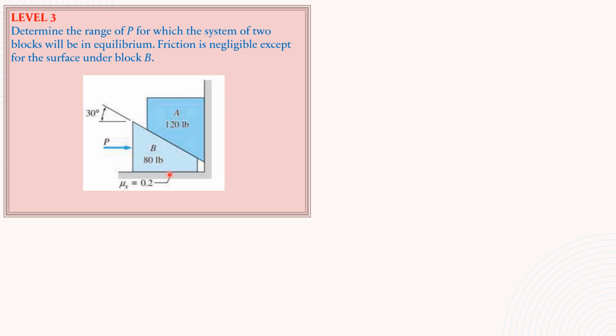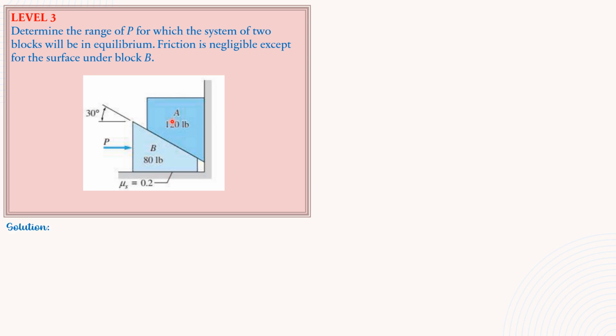Take note only under block B where there is friction. For the second part, we analyze that there's no movement or slippage on this junction, and so we analyze P for the second part, and we have only friction under block B.